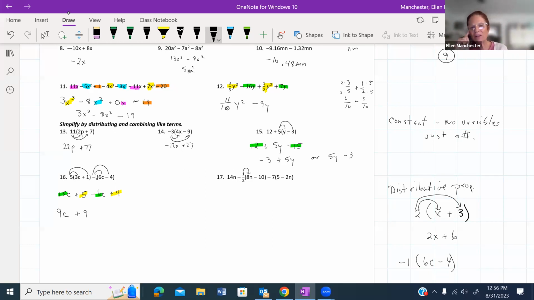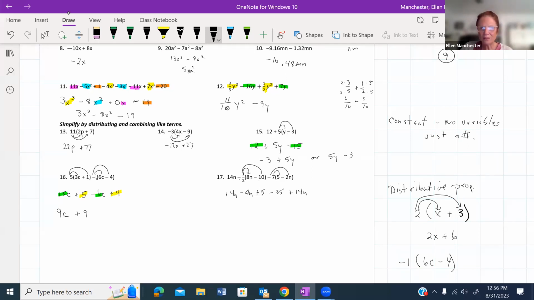And so this is how I look at this. What's half of 8? Half of 8 is 4. Half of 10 is 5. So I have 14n minus 4n plus, because a negative times a negative is a positive, and I'm going to distribute this -7, so -35. -7 times -2n is a +14n.